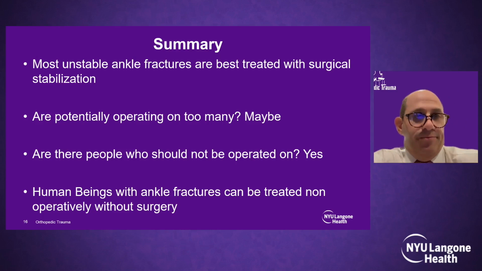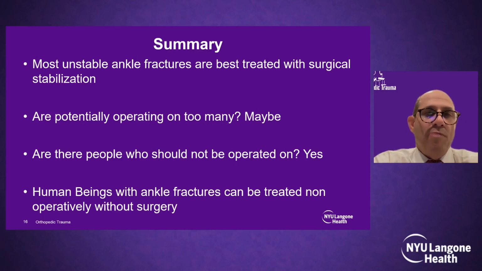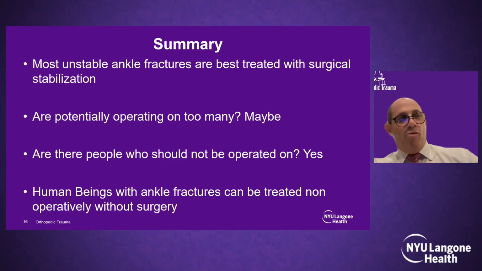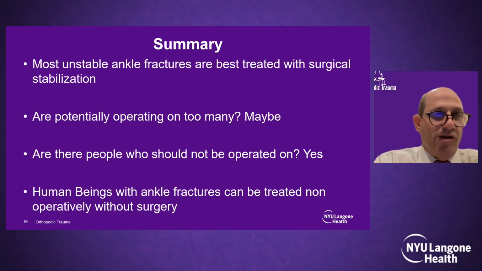So in summary, most unstable ankle fractures are best treated with surgical stabilization. Certainly in young patients, active patients, middle-aged patients, we can all agree. A stable ankle mortise does lead to the most reliable outcomes. Are we potentially operating on too many? Maybe. I see what's going on now with people fixing humeral shaft fractures and fixing non-operative LC1 pelvic ring fractures. And maybe that's the way people thought when we started fixing a lot of these ankle fractures 25 years ago. Are there people who should not be operated on? Yes, I think we all agree with that.